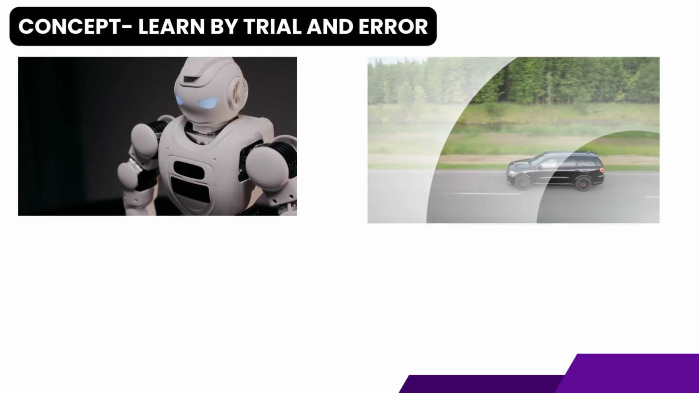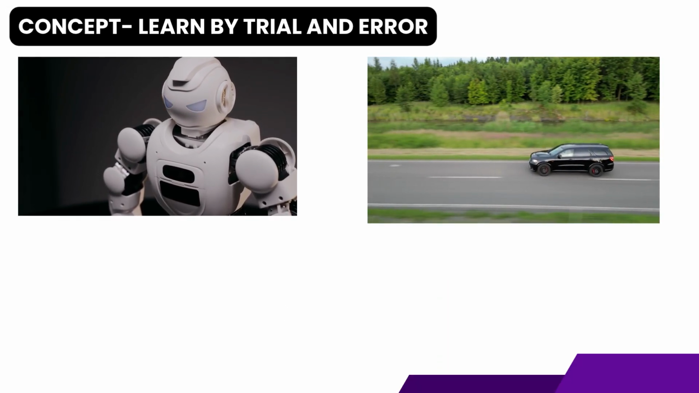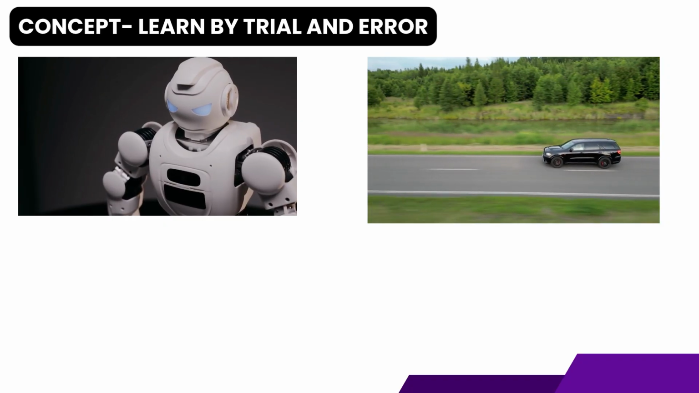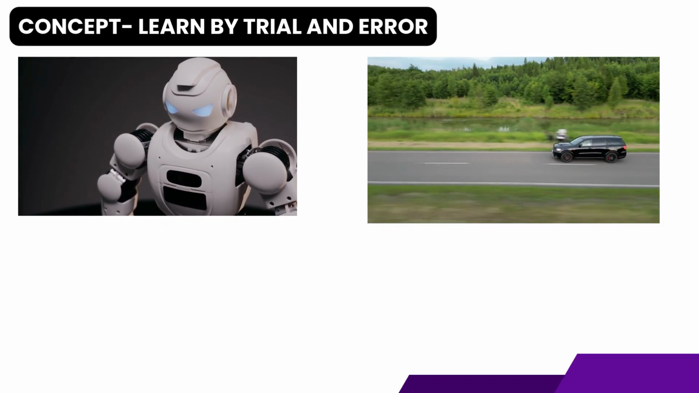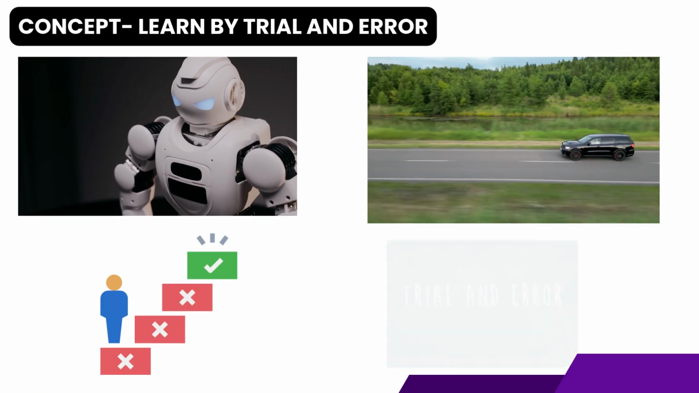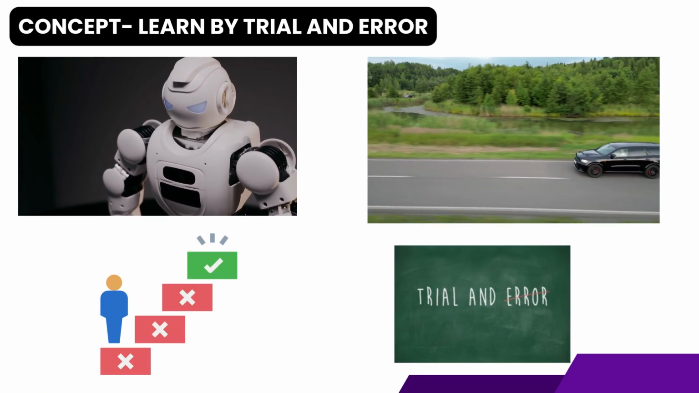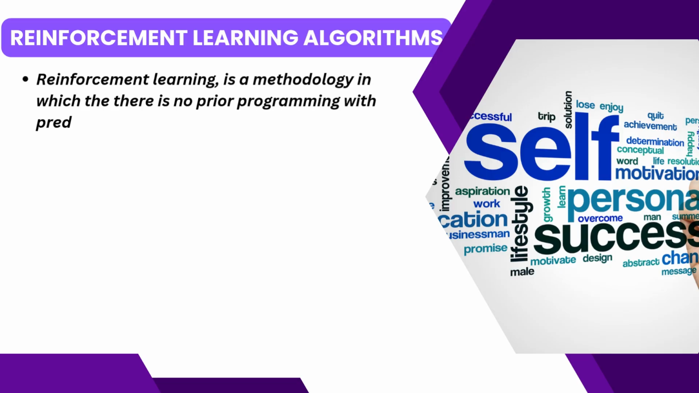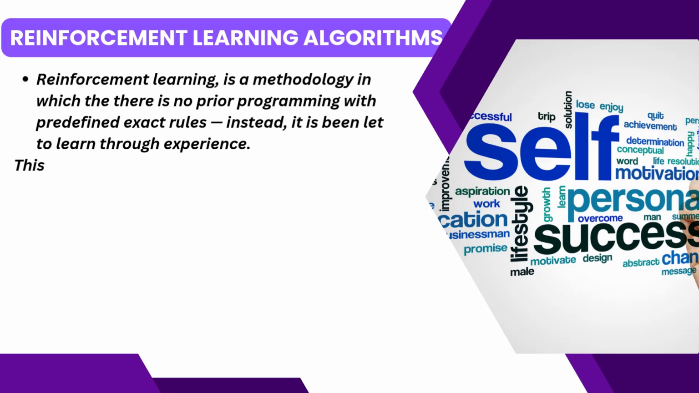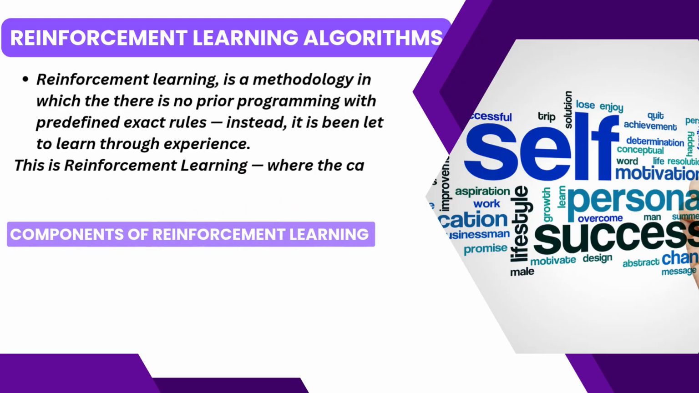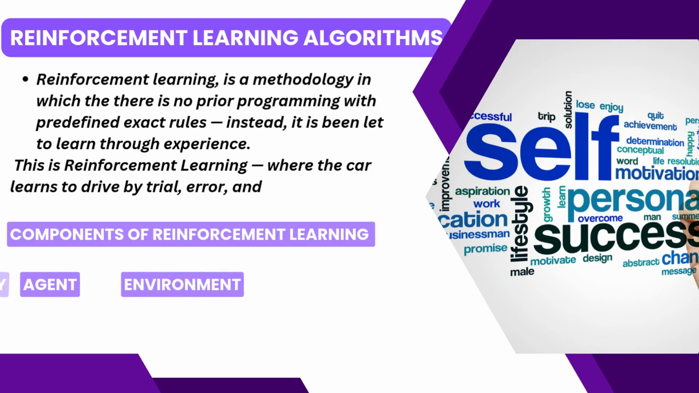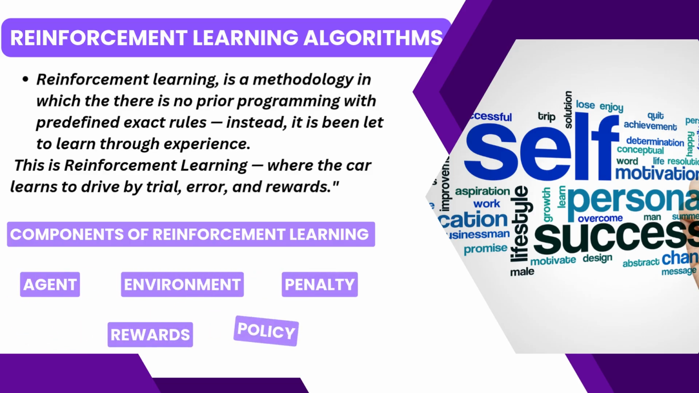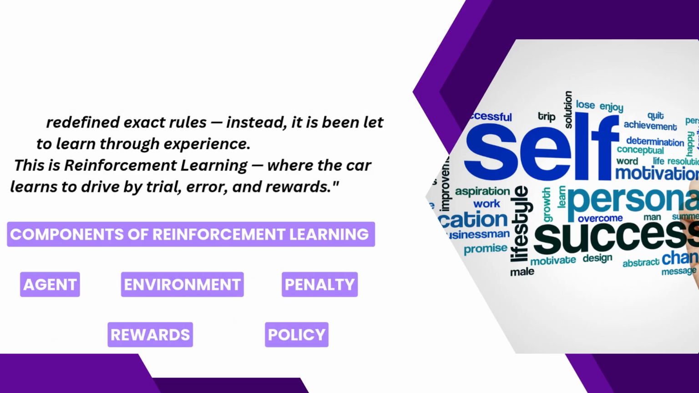To know more about reinforcement learning, let's take an example of a robot that is trying to train a car without any prior instructions. In the end, it will try to learn how to drive a car only via the trial and error method. So basically, reinforcement learning is a methodology in which there is no prior programming with predefined exact rules. Instead, it has been led to learn through experience. The components of reinforcement learning for the trial and error method include agent, environment, penalty, rewards, and a policy.